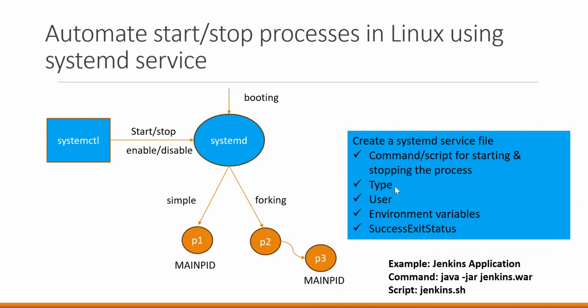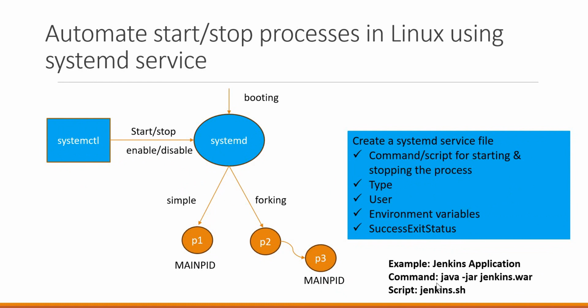And here the type will specify what is the type of the service. For systemd service, we have different types of services like simple, forking, exec and so on. For this demo, we are going to use the simple and forking type. So this success exit status will specify what is the successful exit status when systemd will try to terminate the process. So before going to the demo, let us try to explain about simple and forking.